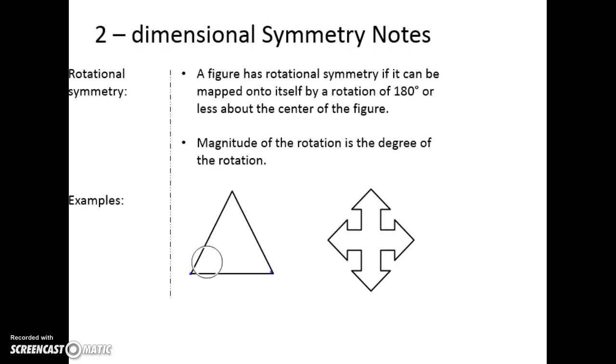Rotational symmetry is when a figure can be mapped onto itself by a rotation of 180 degrees or less about the center of the figure. So in other words, if you were to put a pin in the center of this and then spin the paper around, when would it look the same? If it spun around so this corner mapped to here, it would look the same, and then there, and then there. This is kind of tough to see, but this would have rotational symmetry of 120 degrees. And when it goes another 120 degrees, at 240 degrees.